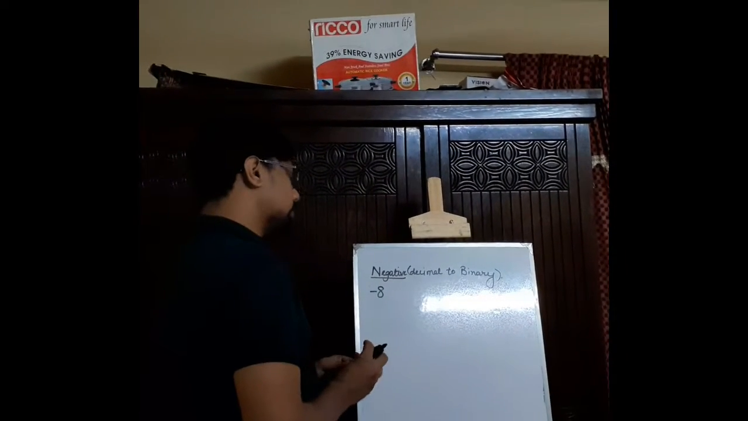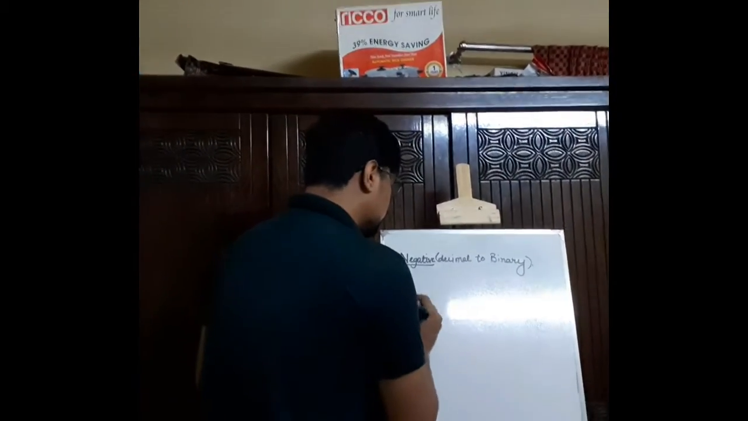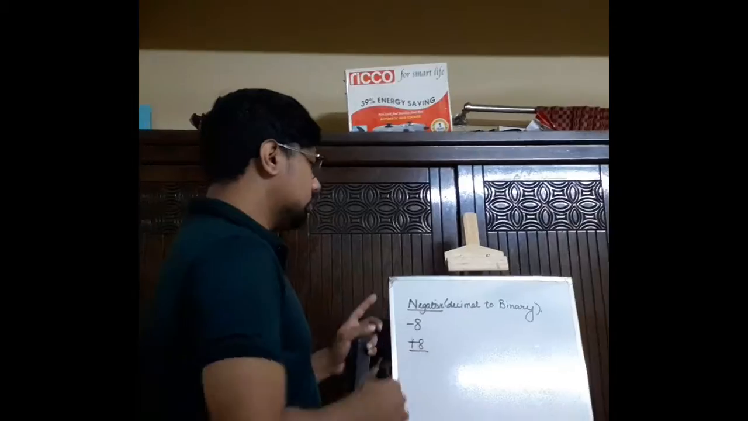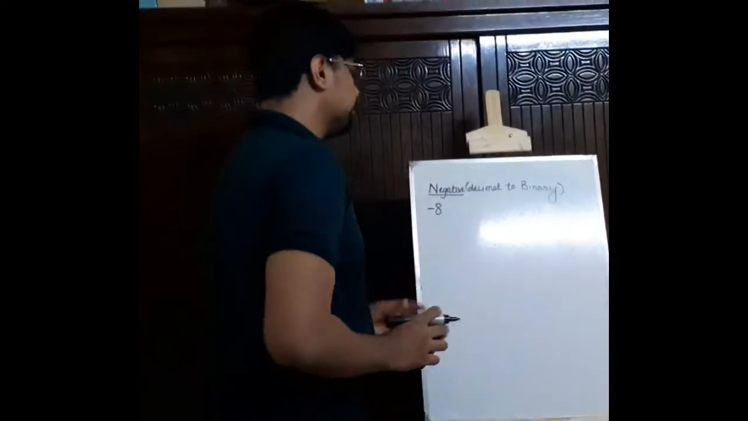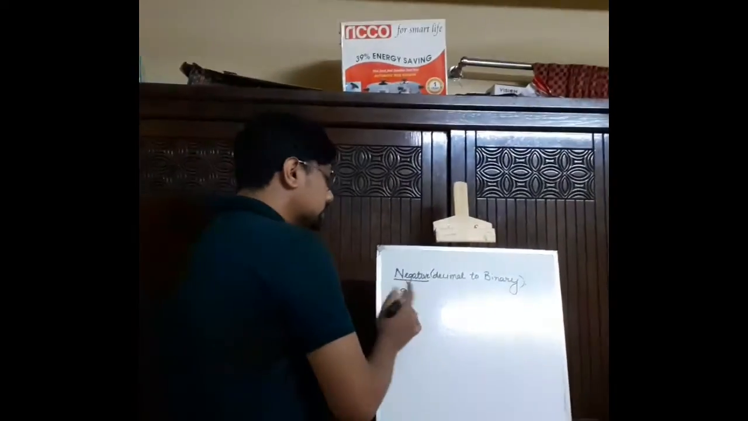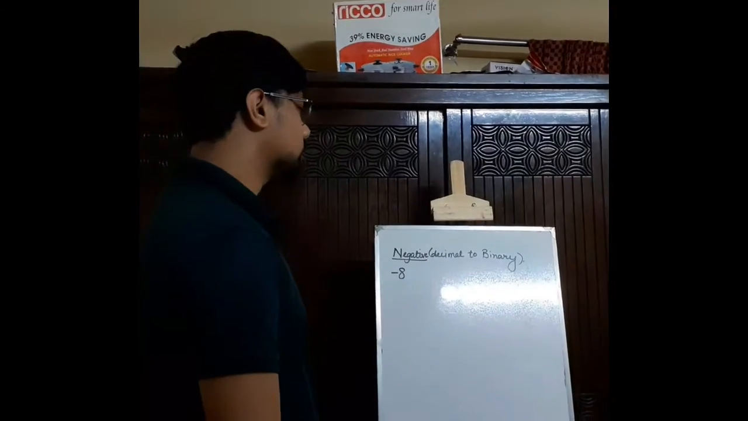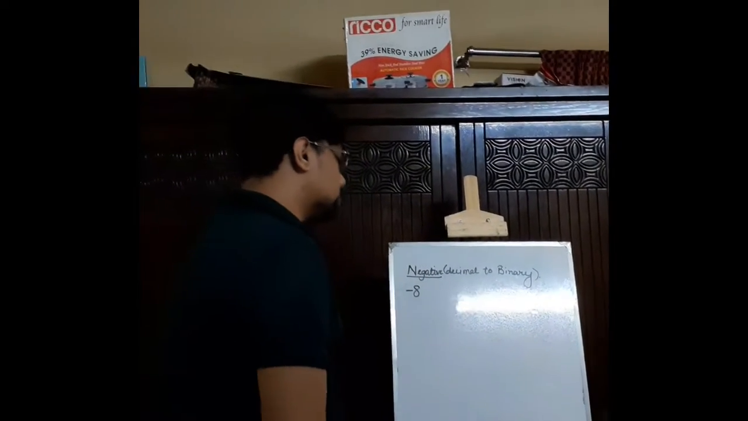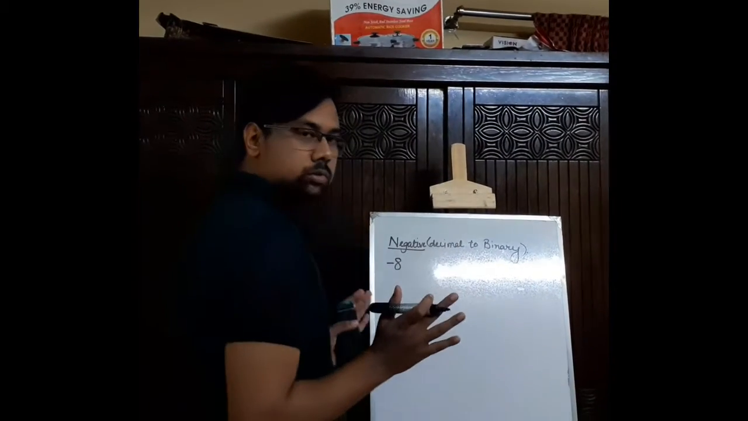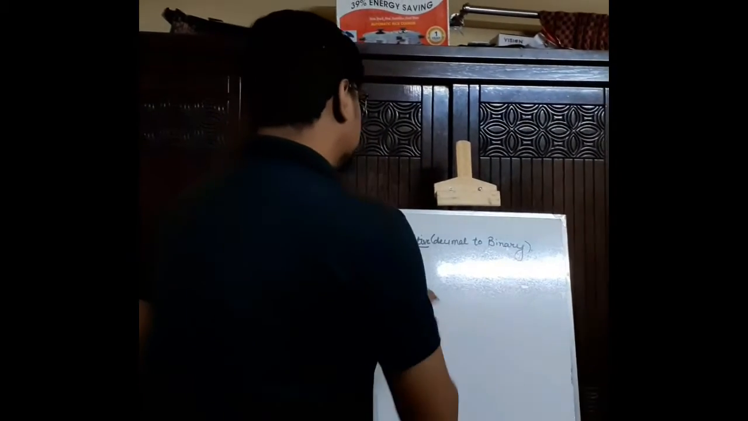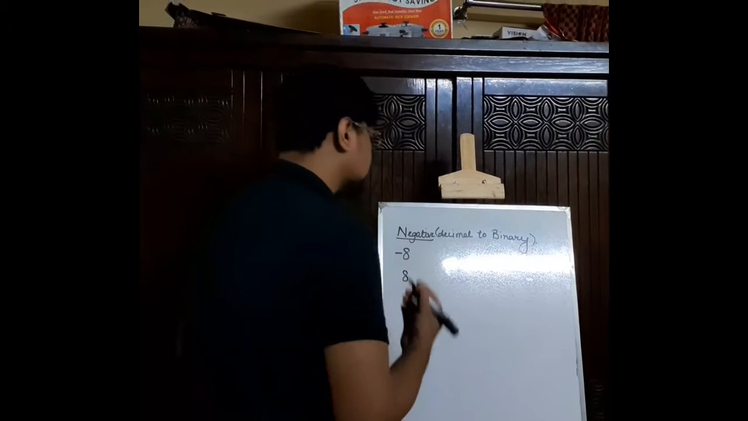So now there is a problem. If we had +8, we could have easily converted this into a binary number without any problem. But what happens when we are given this -8? So what are the steps involved? The first step is to think that there is no minus sign at all. So you have to assume that there is no minus sign at all. Just start working with 8.